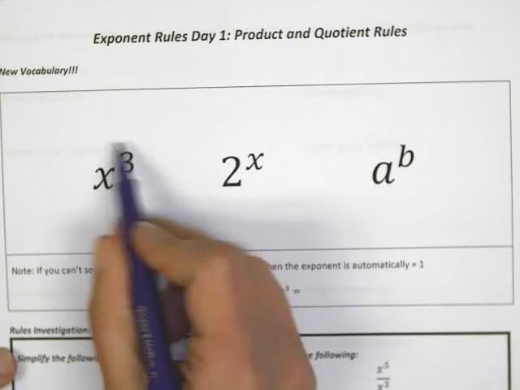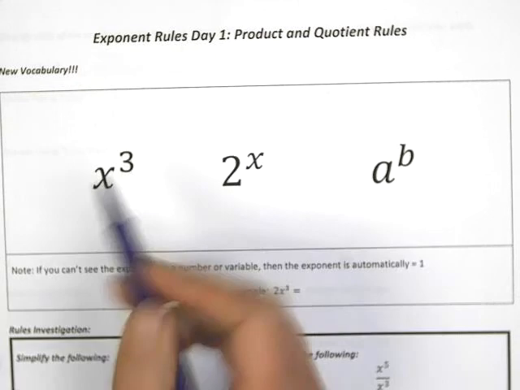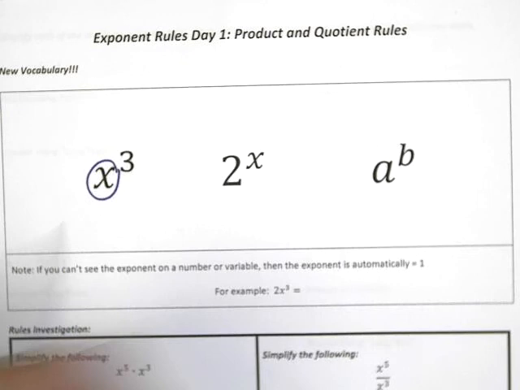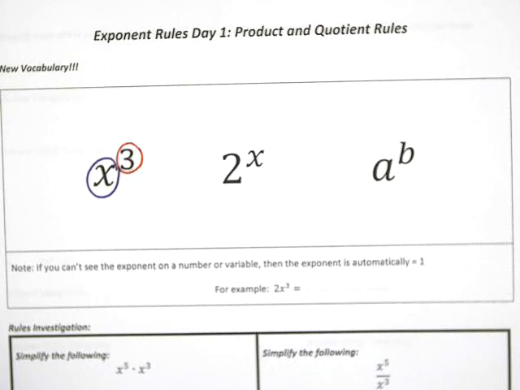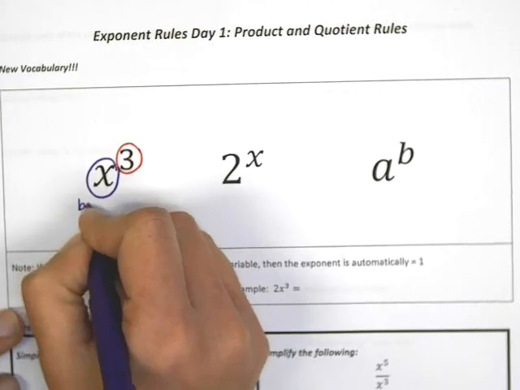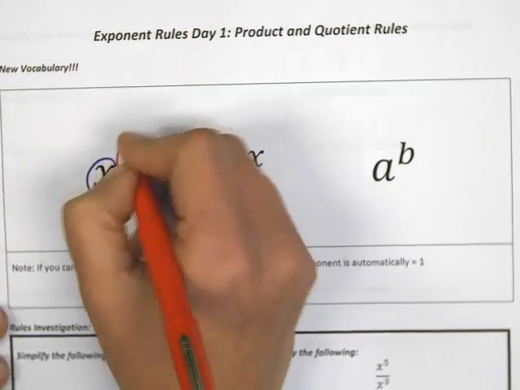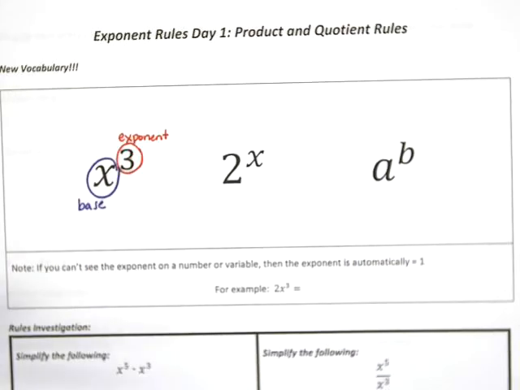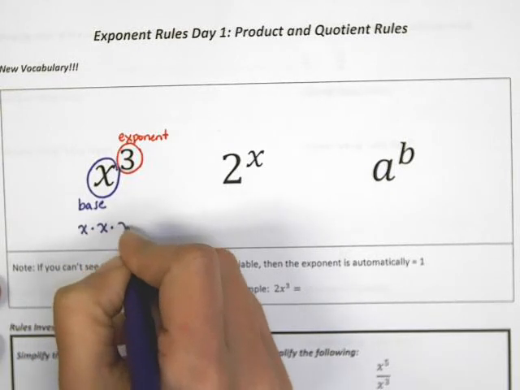When I look at an exponential expression like this one, the reason we call it an exponential expression is that we have an exponent. But there are two parts to an exponential expression. There's the base and there's the exponent. The base is the thing that is being multiplied, and the exponent is the number of times that we are multiplying it. So for example, x to the third power would mean x times x times x.